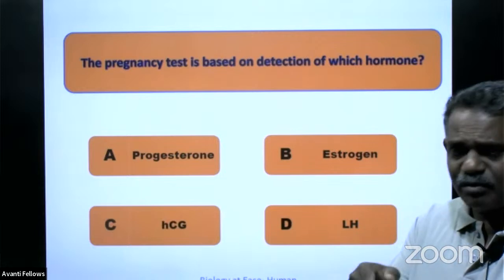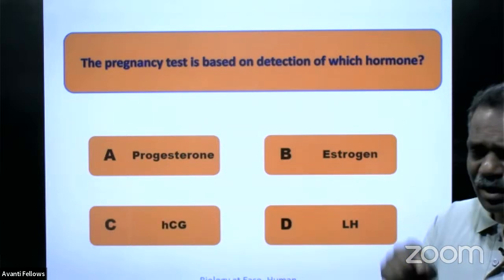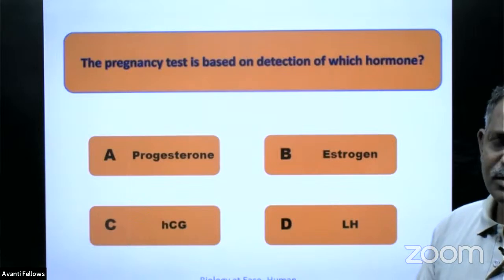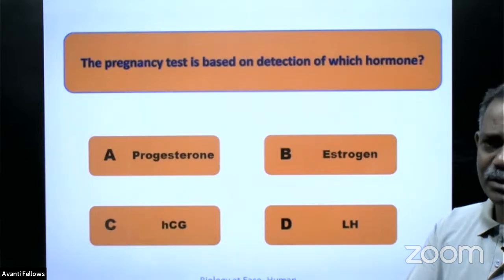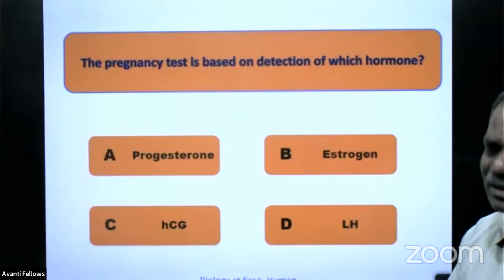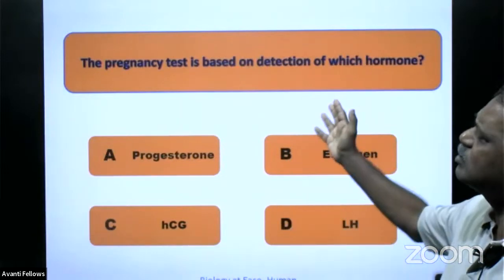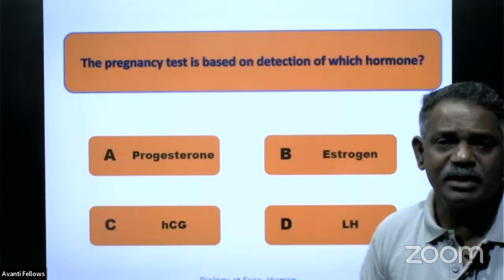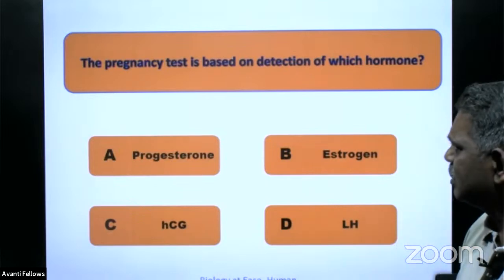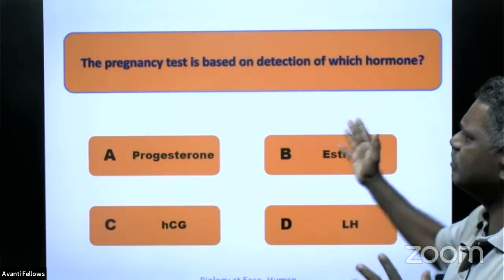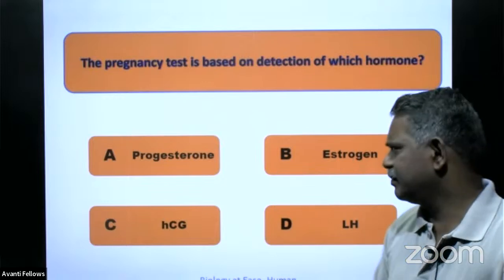Pregnancy test, you maybe heard about the pregnancy card. There we have to put the urine, so we will get a positive or negative result. That only helps us to identify the pregnancy, and we call it the pregnancy test. And which hormone helps us to detect the pregnancy?